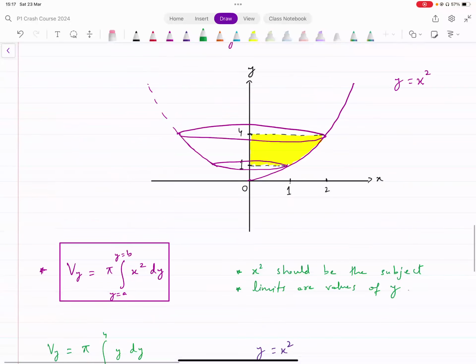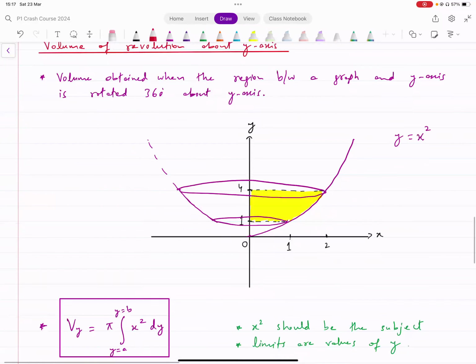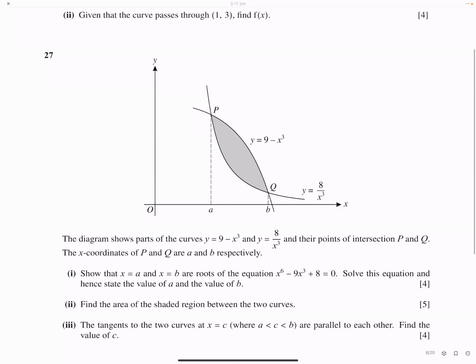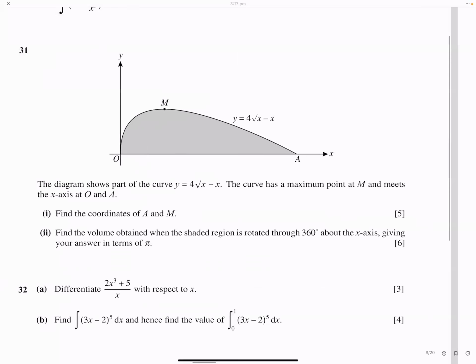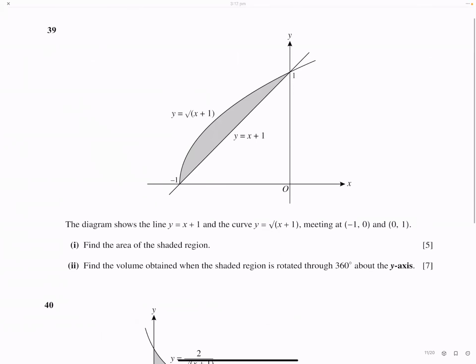So this is also something that can happen, volume of revolution about the y-axis. This is how we calculate this. Okay? I hope that makes sense. Now, one final thing. Sometimes they ask you to find the volume of revolution of the area between two graphs. Now, let me show you a problem like this. For instance, this one. Question number 39.